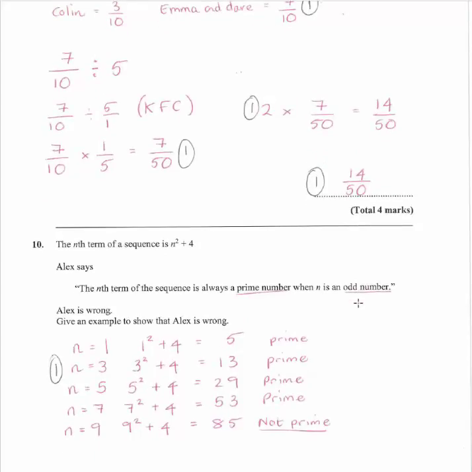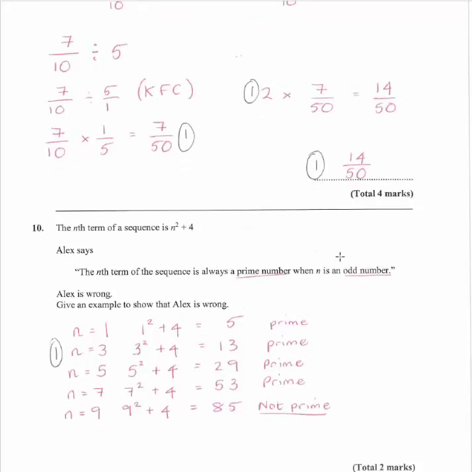Moving down, the nth term of a sequence is n squared plus 4, and Alex says the nth term of a sequence is always a prime number when n is an odd number. Alex is wrong. Give an example to show that Alex is wrong. So all you need to do is find an odd number that when we put it into this formula, it makes a number that's not a prime number. So here we go. If n is 1, 1 squared is 1 plus 4 is 5. That's prime. Okay, it's worked.